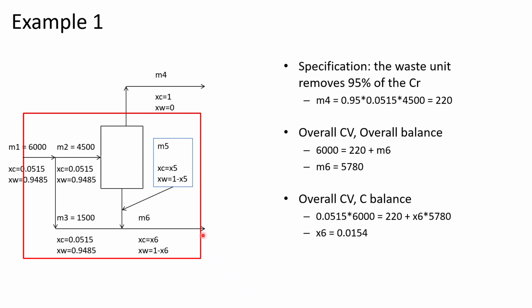If we keep on working our way around the control volume, there are no additional streams that cross the boundaries. We've accounted for all the inputs and outputs. This algebraic equation is one that we can solve for the mass fraction of chromium in stream M6. If we solve this equation for X6, we find the value is 0.0154.